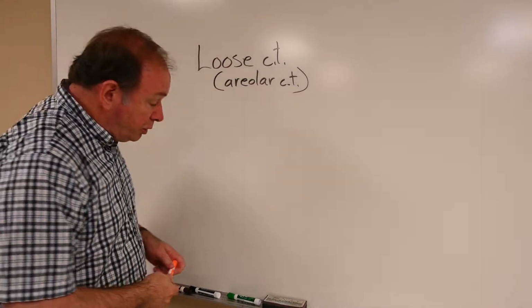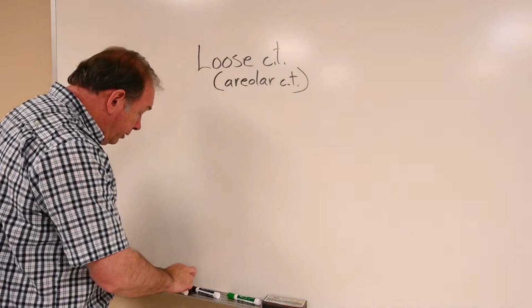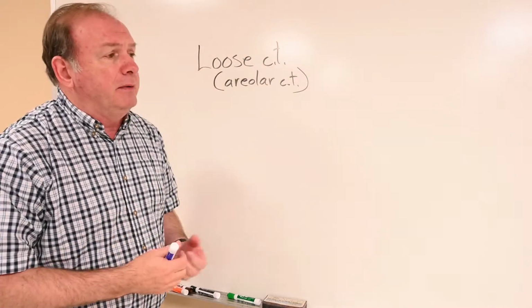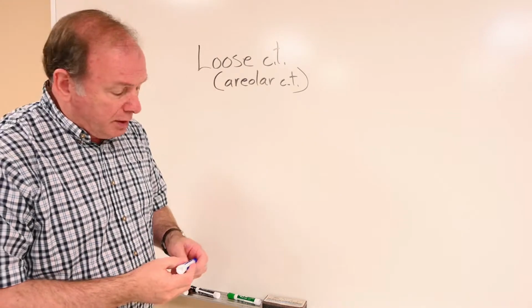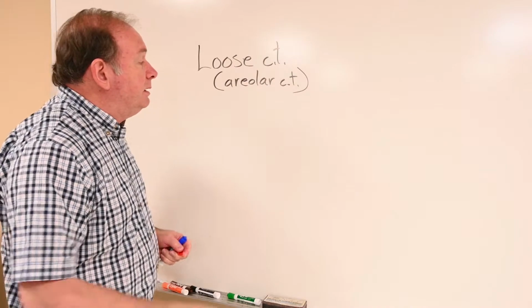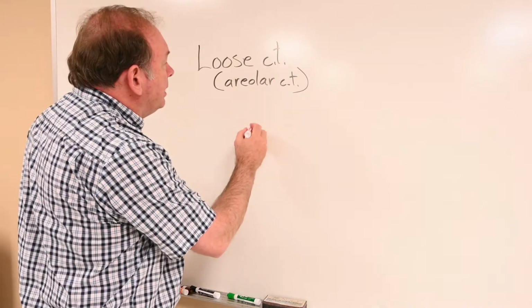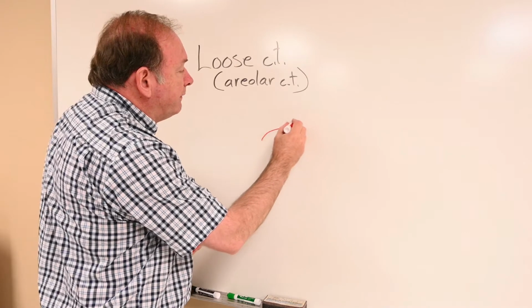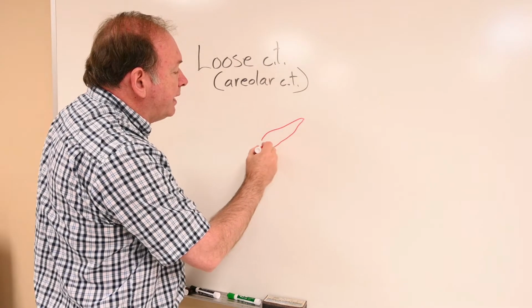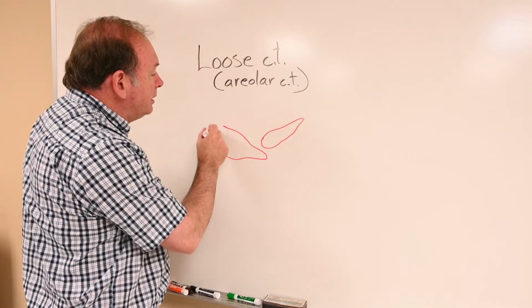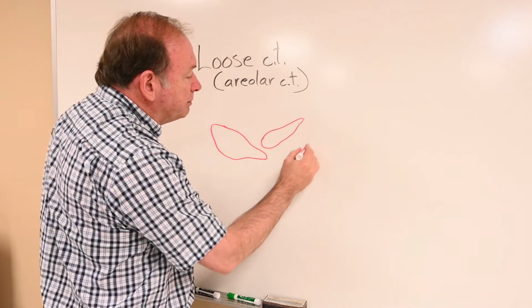Loose connective tissue, our first connective tissue proper. First, we're going to do a little drawing of what it's kind of made up of physically within the tissue, and then we'll talk about where you might find it in the body. The cell type that makes up the loose connective tissue is called a fibroblast, and I'm going to draw some fibroblast cells in here, just a couple of them, to give you some idea of what a fibroblast might look like.